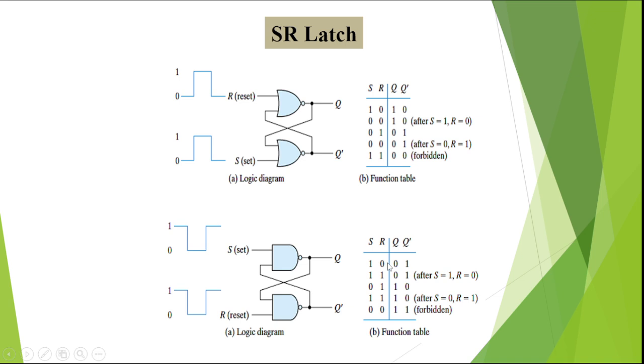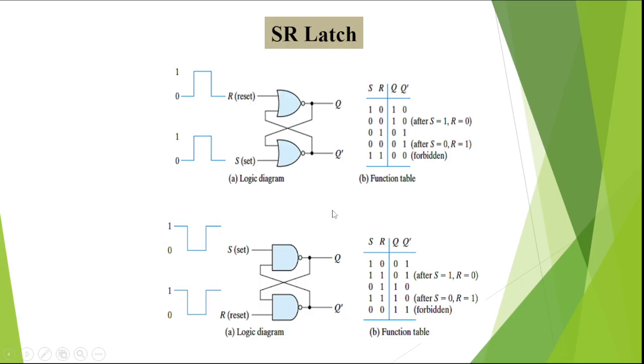Can you see this table, with S and R? If S is 1, R is 0, then Q is 1, Q bar is 0. If both are 0, 0, Q is 1, Q bar is 0, after S equals 1, R equals 0. If it comes like that, then it will come like this. If it's 0, 1, then it will be 0, 1. So whatever, this 0 0 is the previous state.